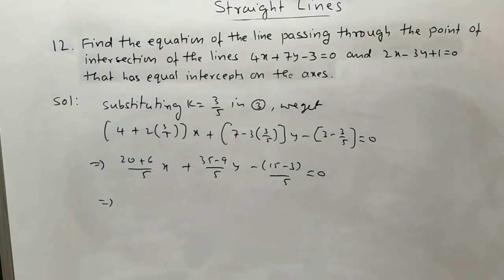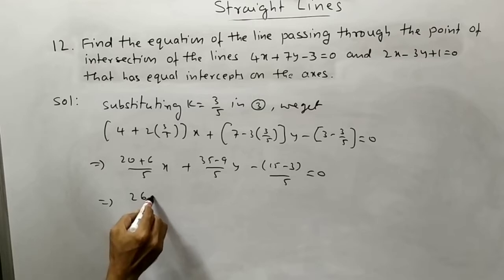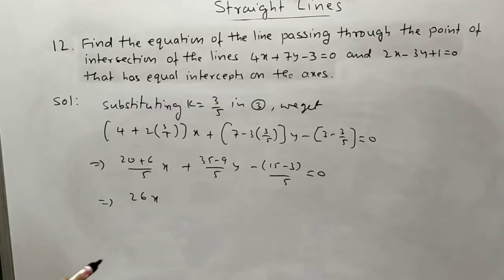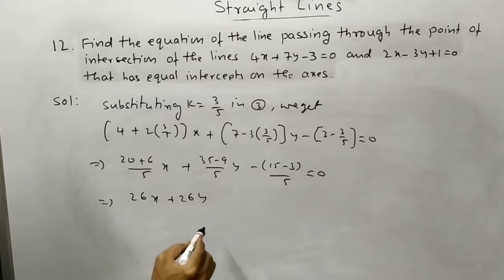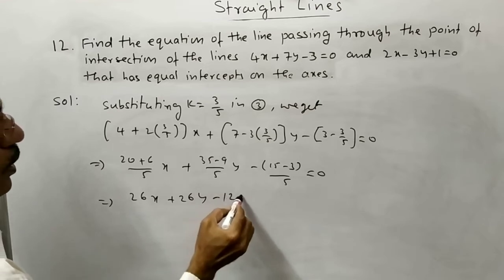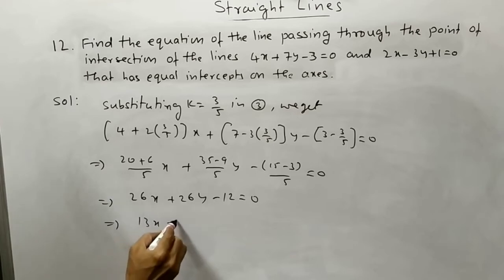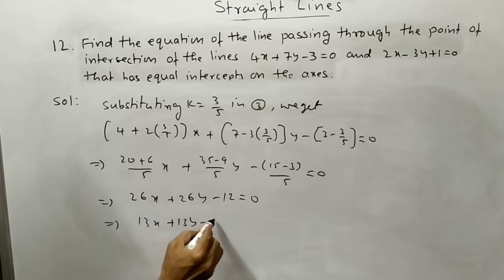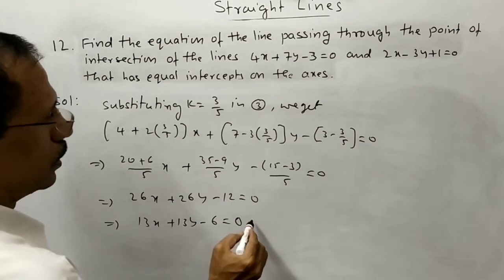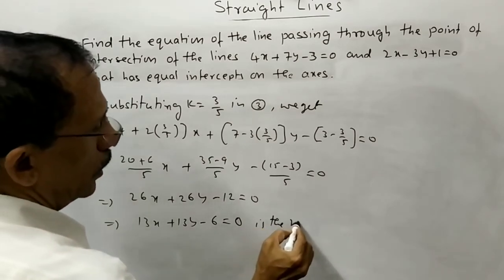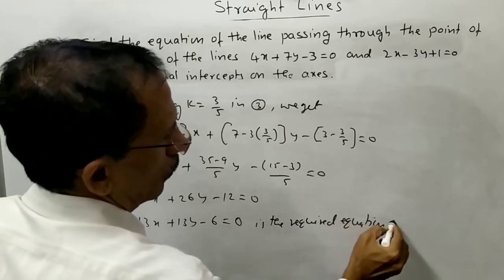This implies 26x plus 26y minus 12 is equal to 0. This implies 13x plus 13y minus 6 is equal to 0 is the required equation of line.